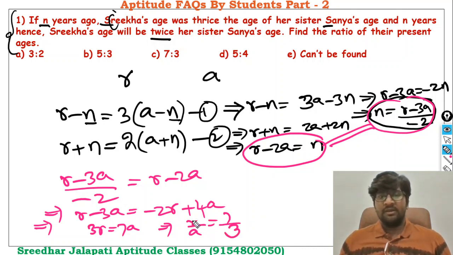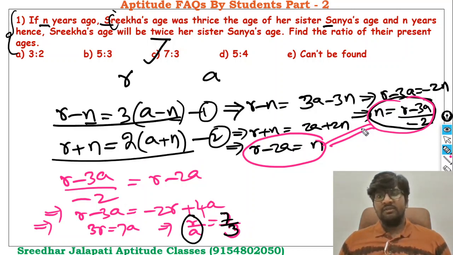Now, by the way, R and A are nothing but the present ages of Shrikha and Sanya, and we got the ratio as 7:3. That is option C. The ratio of their present ages is 7:3. What I did, from both the equations, I got the N value and then I equated both N values to get the ratio of present ages of Shrikha and Sanya. Hope you followed.